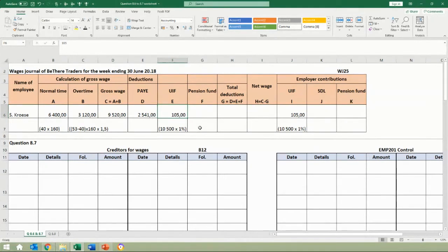Okay, so what other information did they give us? They told us she contributes how much towards her pension fund? Okay, 630. So she contributed 630. How much does her employer contribute towards her pension fund? Okay, so Refilwe and Tumelo says 945.